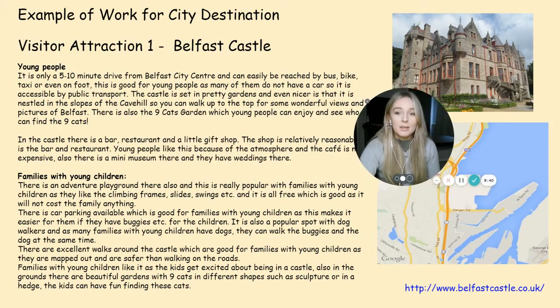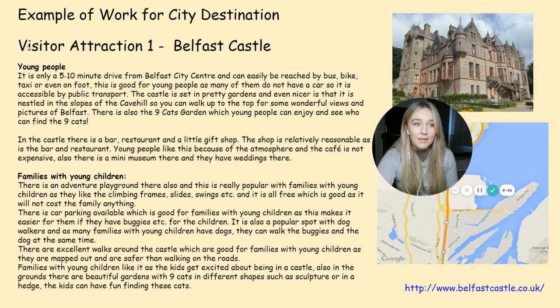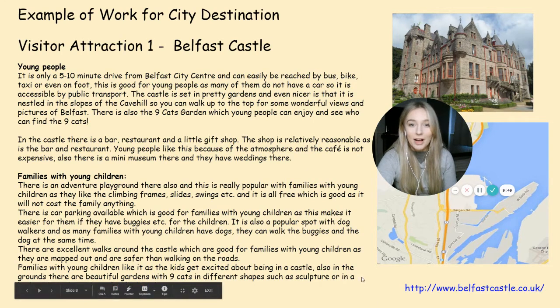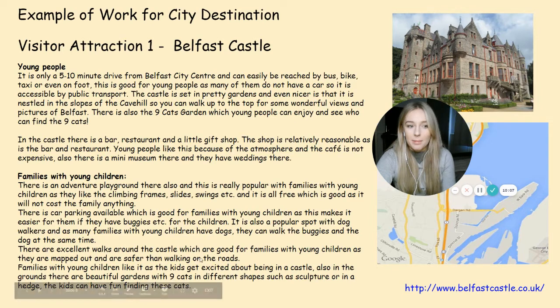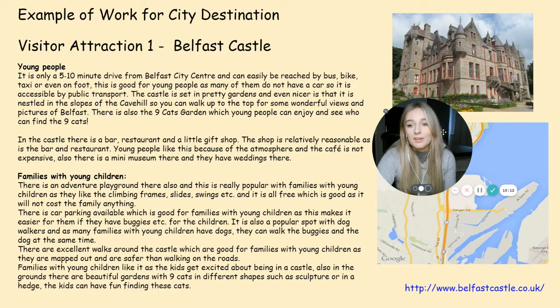So here's my example piece of work. I've only done the first visitor attraction. Remember, you have to do 2 for each location. So I would have another paragraph after this and I would choose a different visitor attraction. Perhaps I might choose the Titanic building. But for this one, I've chosen Belfast Castle. And then you can see that I have split it up into 2 sub-paragraphs, and I've said this is how it appeals to young people, and this is how it appeals to families with young children. And that's basically the format you have to follow.